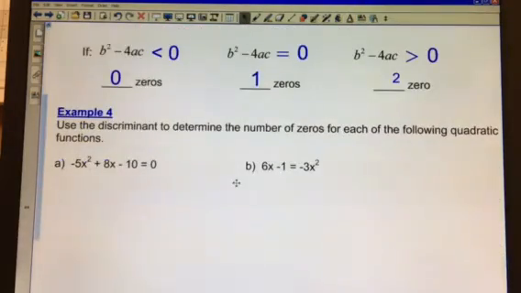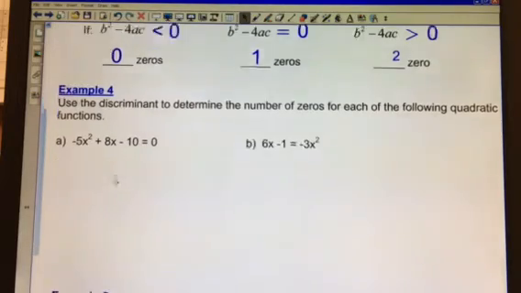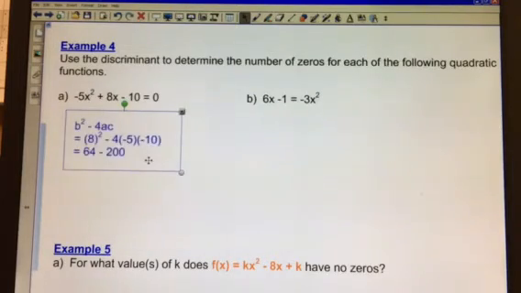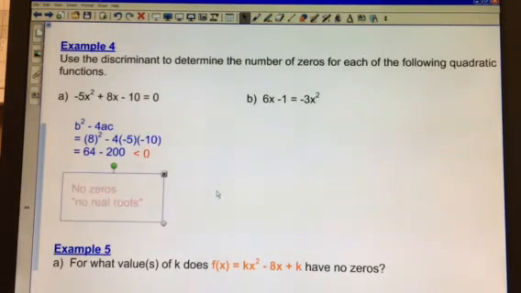So now we're going to use the discriminant to figure out how many zeros we will have in the following quadratic functions. So we'll take out b squared minus 4ac, substitute 8 for b, negative 5 for a, negative 10 for c. You will have 64 minus 200. You don't even need to calculate this to know you will get a negative answer, which means that there won't be any real roots in this quadratic function.